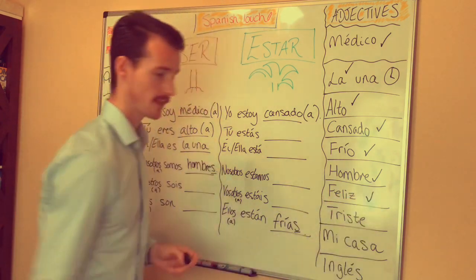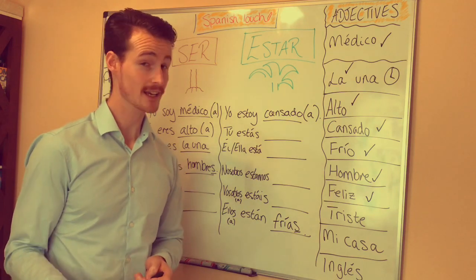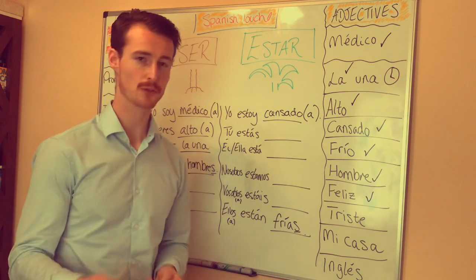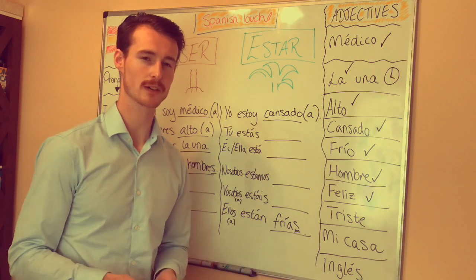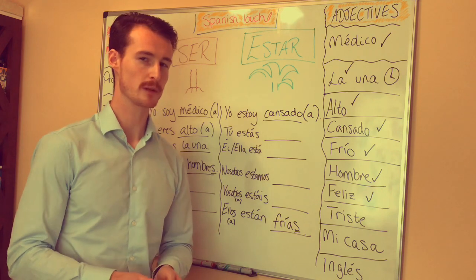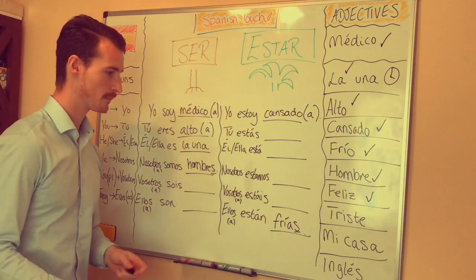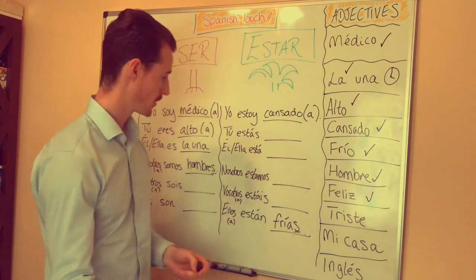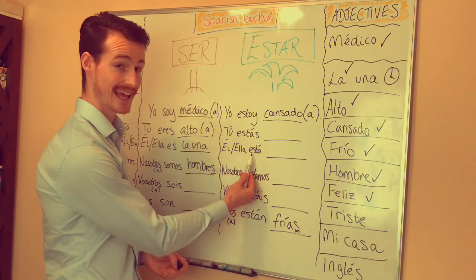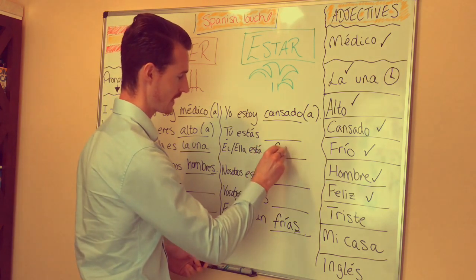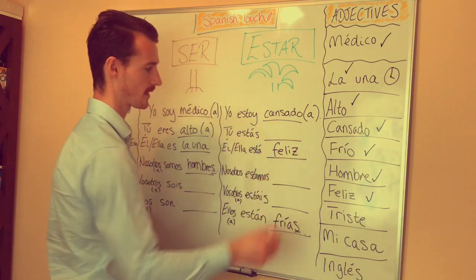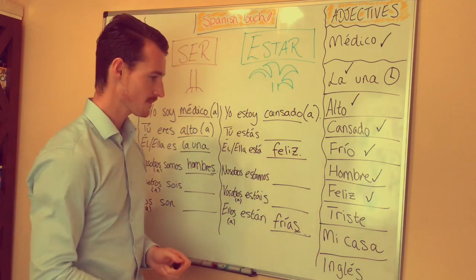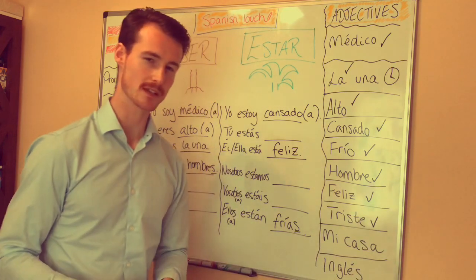Next we have feliz. Feliz in English means happy, okay? Now it's a mood, it might be an emotion, how you're feeling in one given second or given moment. Permanent or non-permanent? Estar, non-permanent. If we want to say he is happy or she is happy, we would say él or ella está feliz. Feliz, okay? He, she is happy.